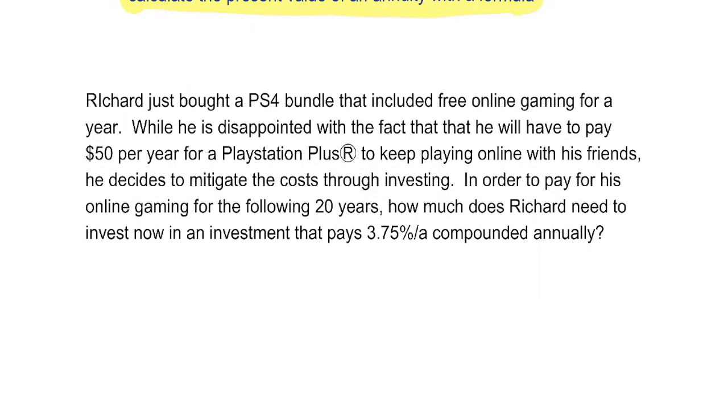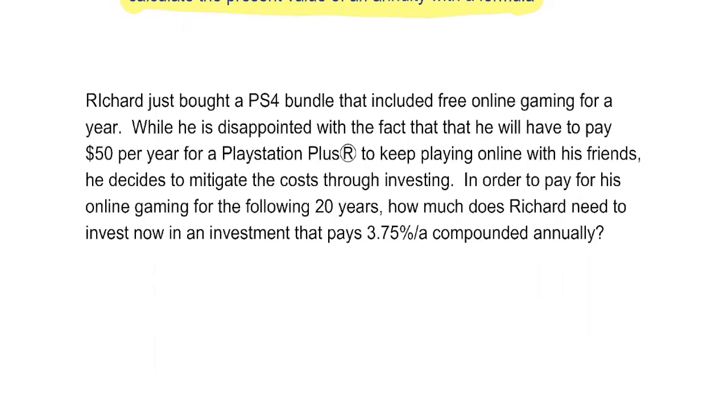Richard bought a PS4 bundle that included free online gaming for a year. So he was disappointed, as it was free online gaming on PS3, but now with PS4, you actually have to pay, well, at the time when I created the example, $50 a year. I'm not sure what it is now, but we'll keep it as $50 for a PlayStation Plus account to keep playing online with friends. Because he learned financial math, he decided to mitigate his costs through investing.